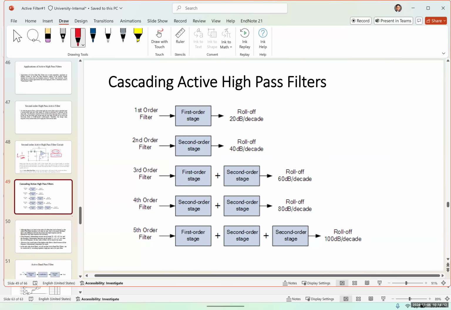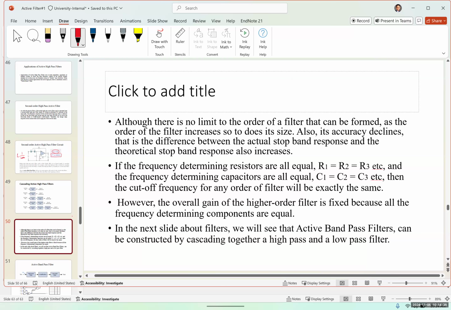Usually, I've never seen anything in practice more than like fifth order. It's going to add a lot of unnecessary complexity. It's going to make it very, very complex.